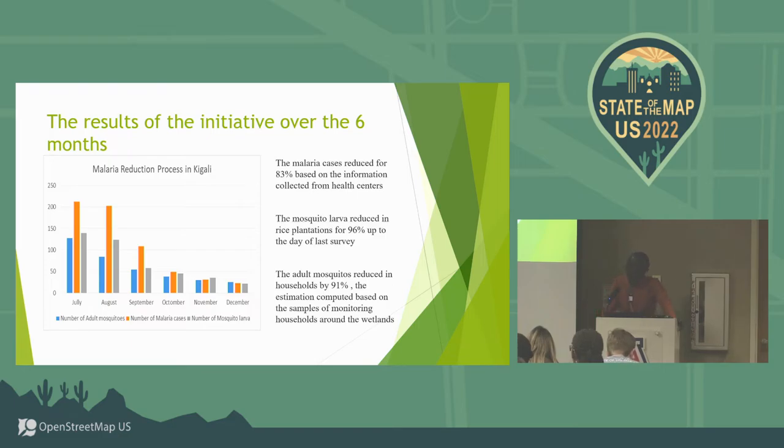As you can see, malaria cases were reduced by 83%, according to the information we got from the health centers, depending on the time we started and the time we ended over the 6 months. Also, the mosquito larvae we collected from water bodies were reduced by over 96% from the first day to the last day of the exercise. And the adult mosquitoes we collected from the sample households were reduced by up to 91%.